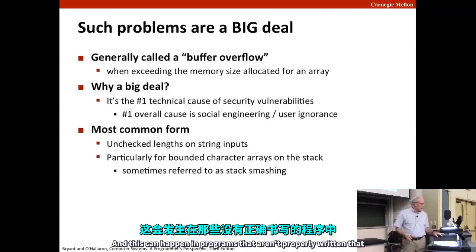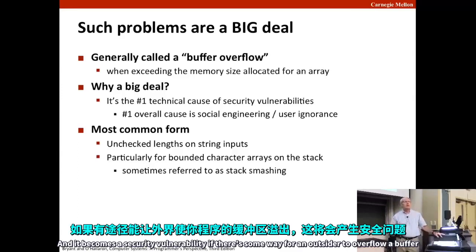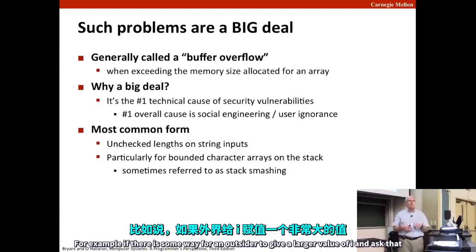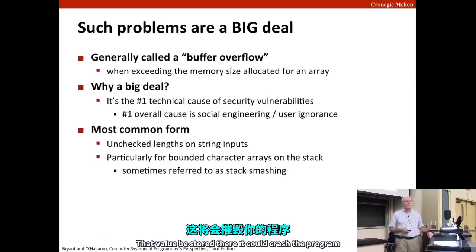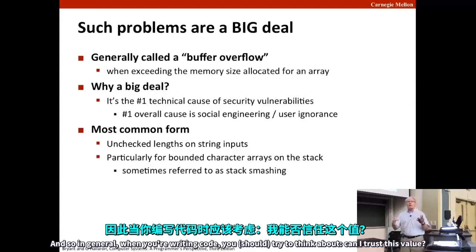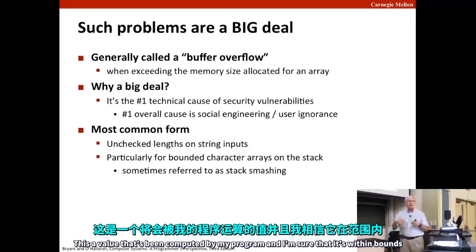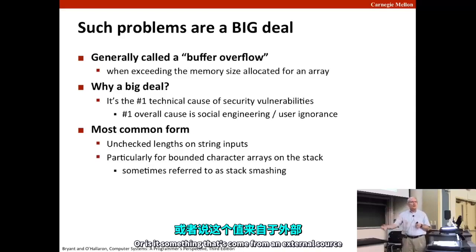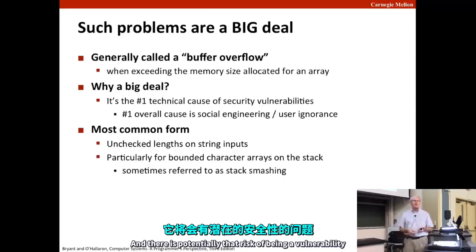This can happen in programs that aren't properly written, and it becomes a security vulnerability if there's some way for an outsider to overflow a buffer. For example, if there was some way for an outsider to give a larger value of I and ask that that value be stored there, it could crash the program. And so in general, when you're writing code, you try to think about, can I trust this value? Is this a value that's been computed by my program and I'm sure that it's within bounds? Or is it something that's come from an external source and there is potentially at risk of being a vulnerability?